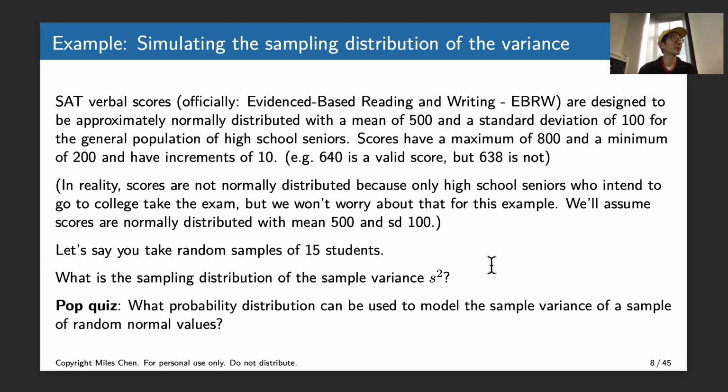So does anyone remember, pop quiz? What is the probability distribution that models the sample variance of a sample of random normal values? You guys remember? You learned this, right? 100B? Okay. We're still in 100A. Oh, you're in 100A. Okay, you haven't learned 100B yet. Well, anyway, chi-squared. The chi-squared distribution is the answer.